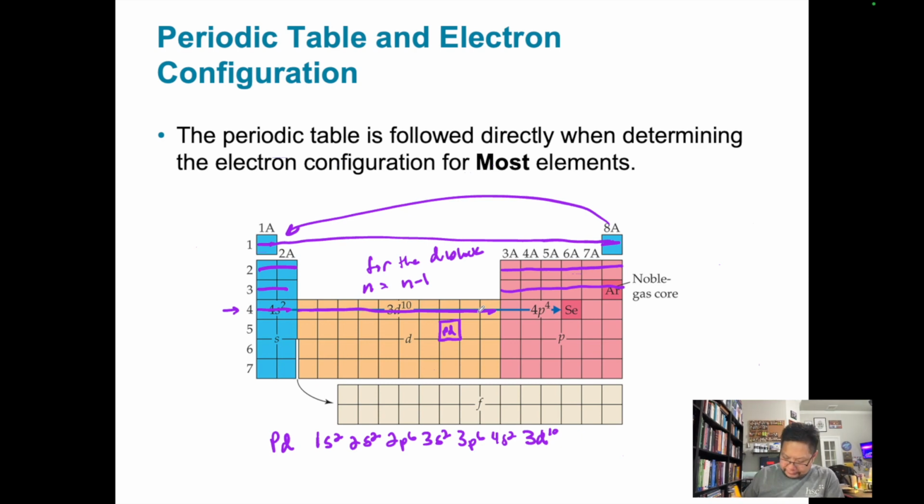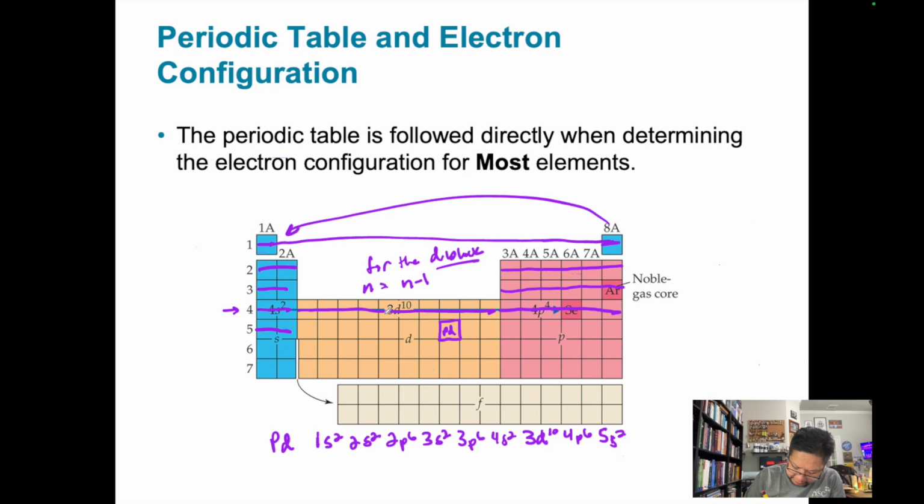on our way to getting to palladium. And then we jump back up to n equals 4 right there for the 4p orbital right there. 4p6, right? We'll come back around again to the 5th period, or the 5th row. So that's 5s2, right?